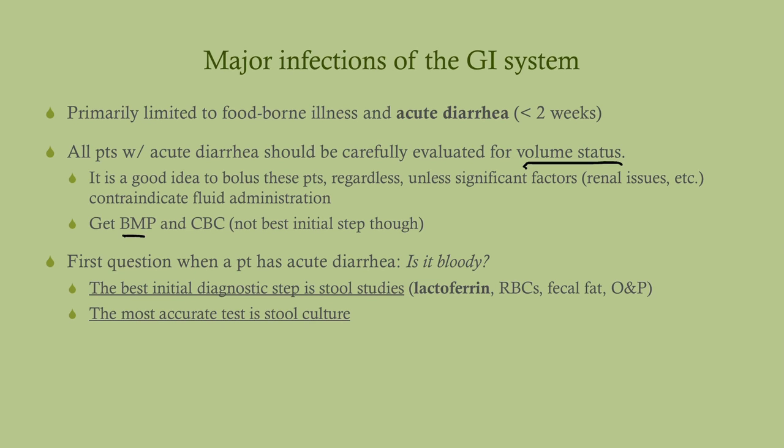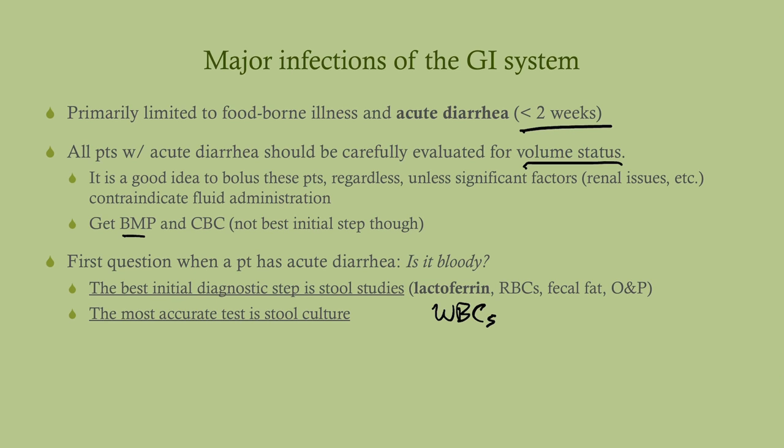So the first question you want to ask yourself when you have a patient coming in with acute diarrhea, which, by the way, is less than 2 weeks of duration, is: is it bloody? The best initial diagnostic step when you've got a patient with acute diarrhea is stool studies. Lactoferrin, which measures white blood cells, and then red blood cells, fecal fat, ovum, parasites. That'll give you a really good idea of what you're dealing with.